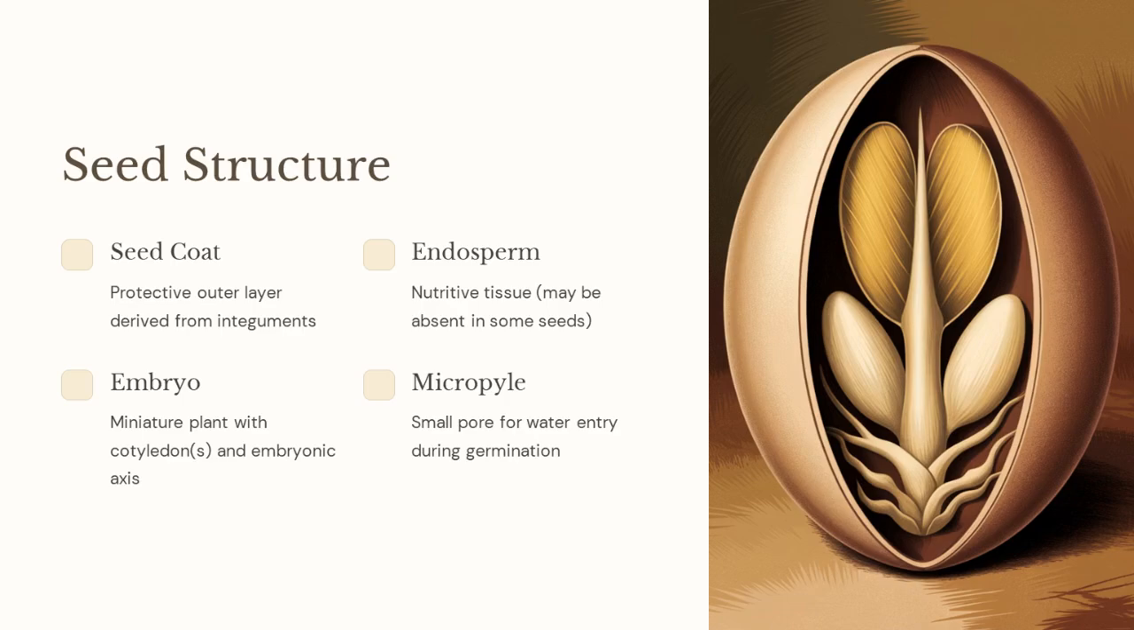Seeds have a protective outer layer called the seed coat, derived from integuments. Inside, the endosperm provides nutrition, and the embryo contains cotyledons and an embryonic axis. The micropyle is a small pore for water entry during germination.